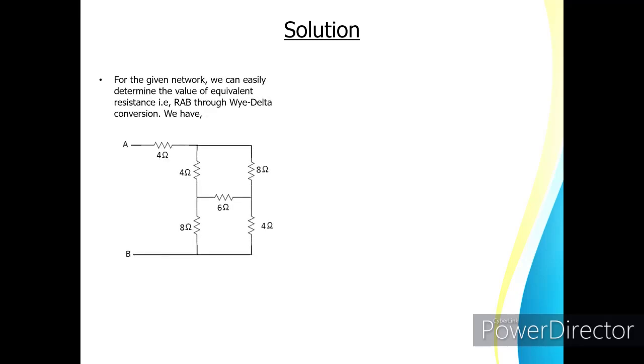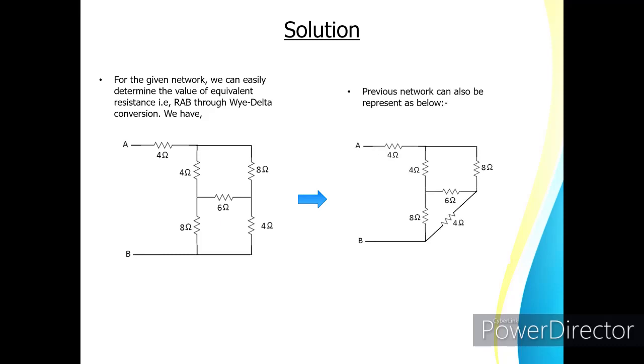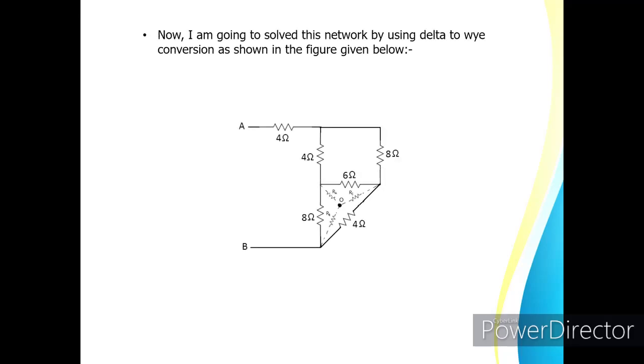I will show you the solution. Firstly, for the given network, we can easily determine the value of equivalent resistance RAB through Y delta conversion. We have to follow the diagram. So, the previous network can also be represented as below. Now, I am going to solve this network by using delta to Y conversion as shown in the figure given below.